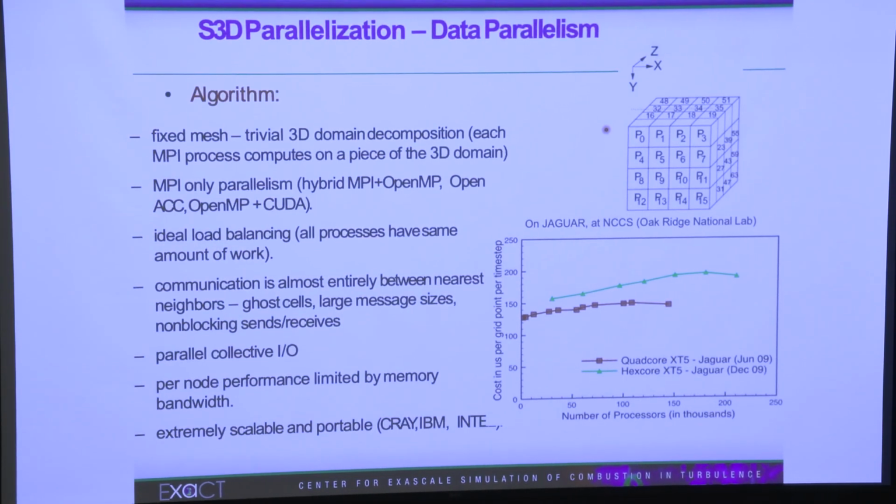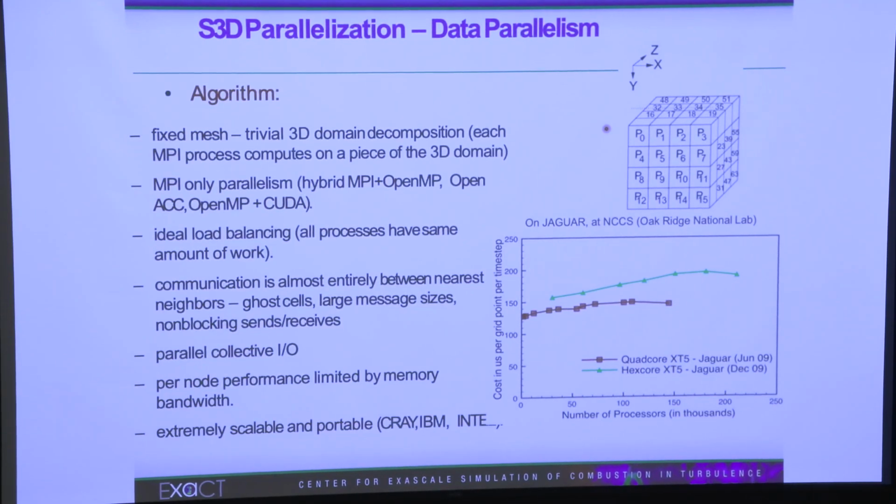For data parallelization, as I said, we have a fixed mesh. S3D is parallelized using a 3D domain decomposition and MPI communication. Each of the MPI processes, as you can see in the box on the upper right, is in charge of one piece of the three-dimensional domain. All of the MPI processes have the same number of grid points and the same computational load.